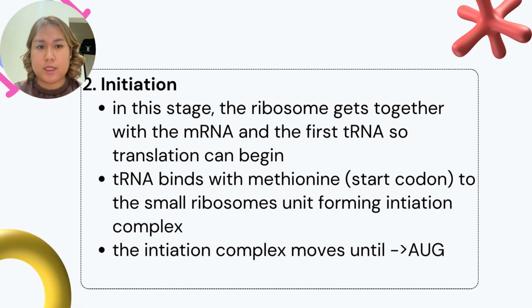The next one is the initiation stage. In this stage, the ribosome gets together with the mRNA and the first tRNA, so translation can begin. The tRNA carrying methionine binds to the start codon on the small ribosomal subunit, forming the initiation complex. And then the initiation complex will move until it reaches AUG.